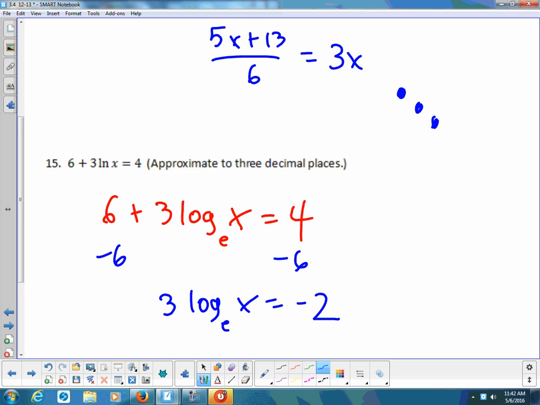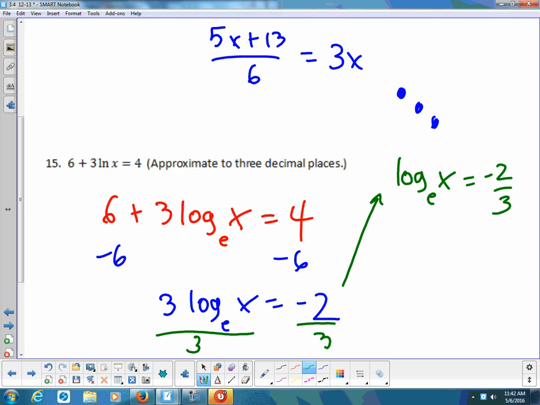Then what, Griffin? Well, you need to divide by 3. Dividing both sides by 3, I get log to the base e of x equaling -2/3. Then what? Maddie? I switched it out of log form and then I put e to the -2/3 equals x. All right, and that would be our exact answer, e to the -2/3.